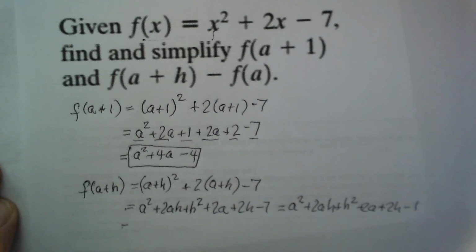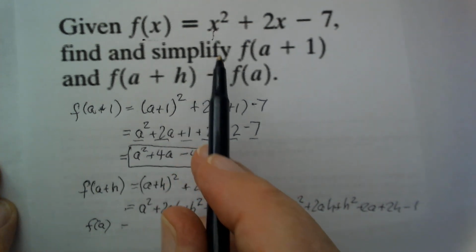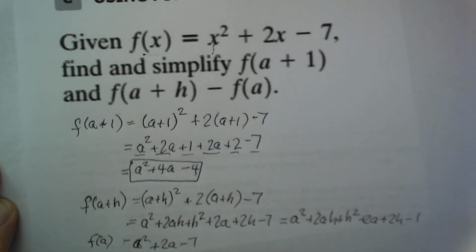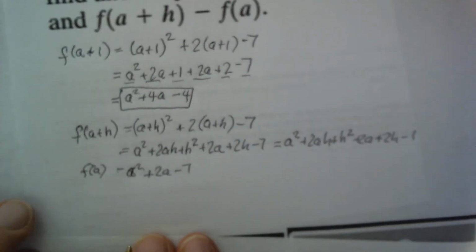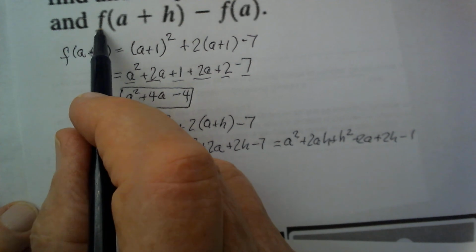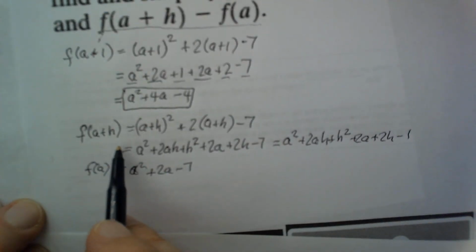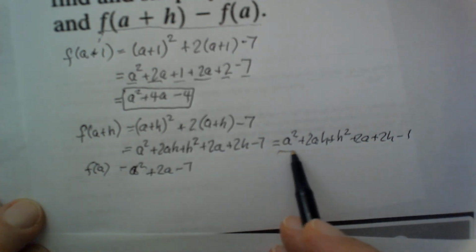And then we now find what f of a is. Now that's fortunately very simple. F of a simply means we replace each x with the letter a. So that becomes a squared plus 2a minus 7. So now we want to compute the difference between these two expressions. So f of a plus h is equal to this expression here.